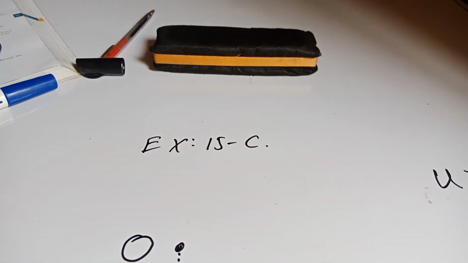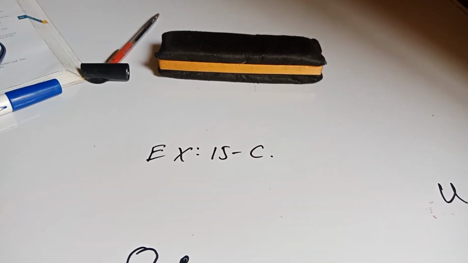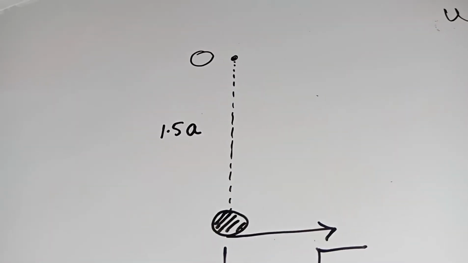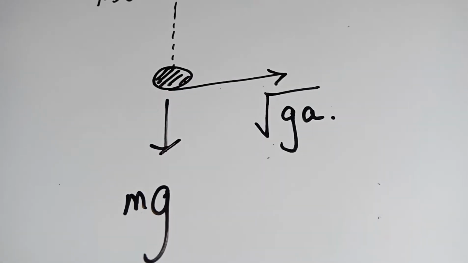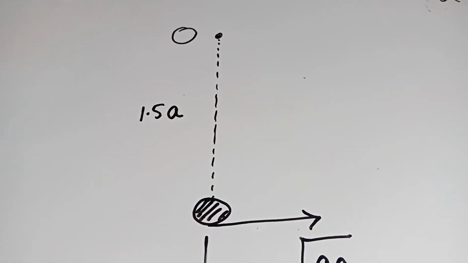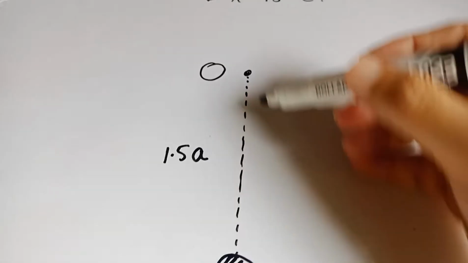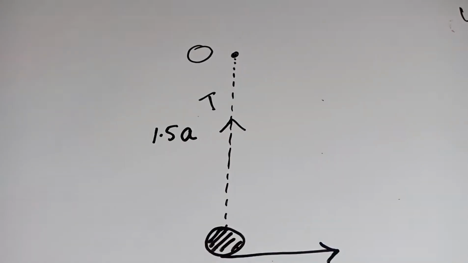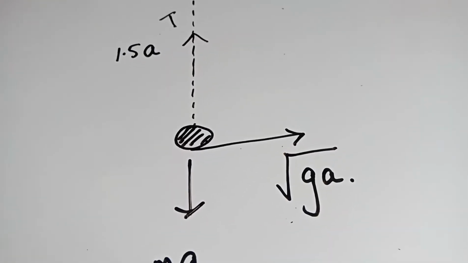It says a particle of mass m is attached to the end of a light inelastic string of length 1.5a. So you see that I have shown this length 1.5a and its mass is m, so the weight is mg. And then it says when the particle is resting in equilibrium, so I can show that there's a tension T in the string right now. So this T is going to be equal to mg in this situation.